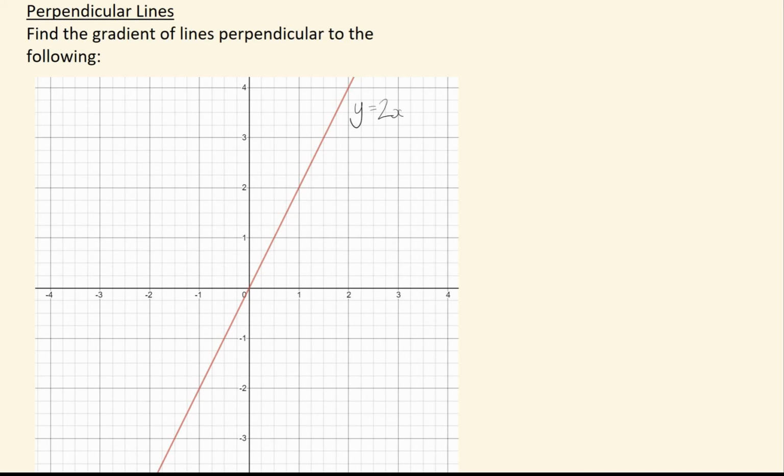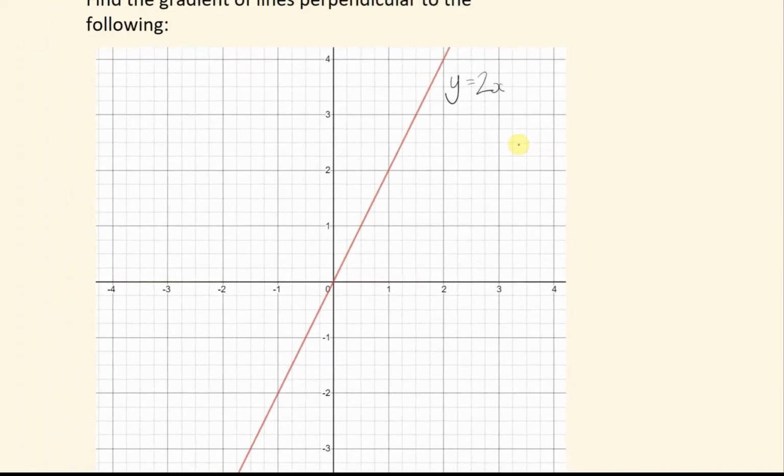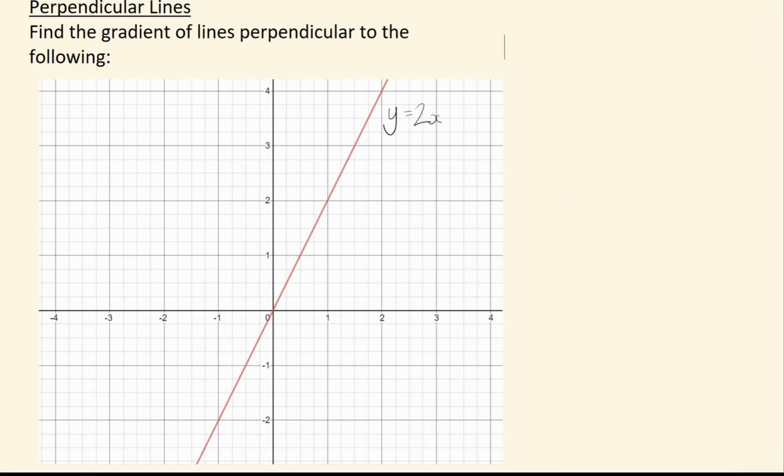Hi, in this video we're going to look at perpendicular lines. So here we've got the equation y equals 2x and we want a line perpendicular to it. Perpendicular just means at right angles. So if I drew this straight line, you can see it cuts my original line at 90 degrees. So this line had the equation y equals minus a half x.